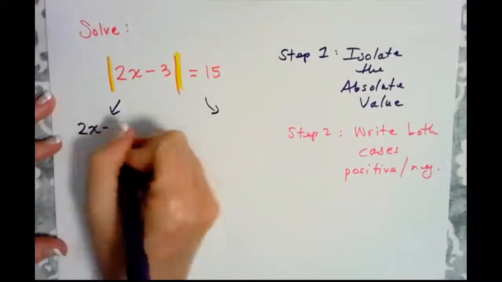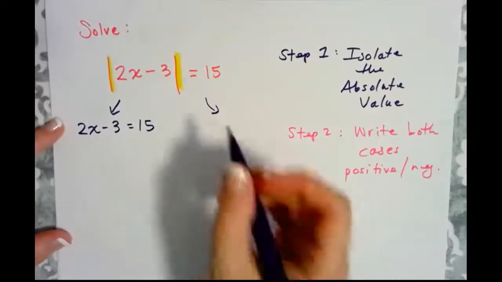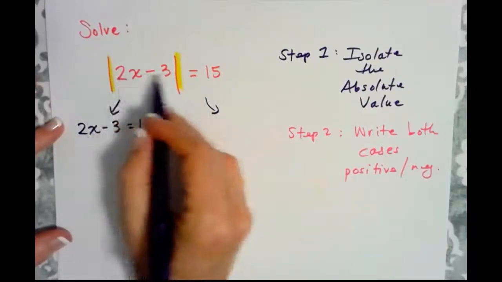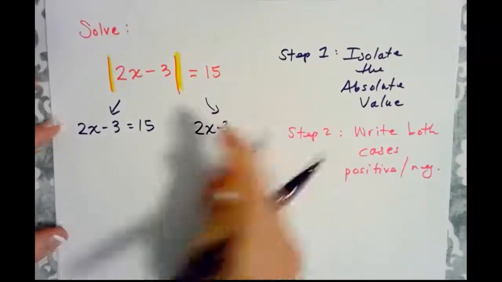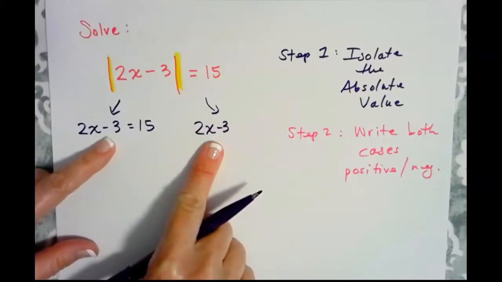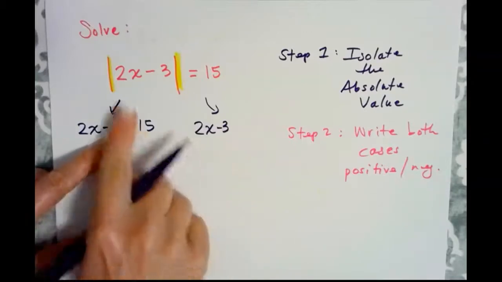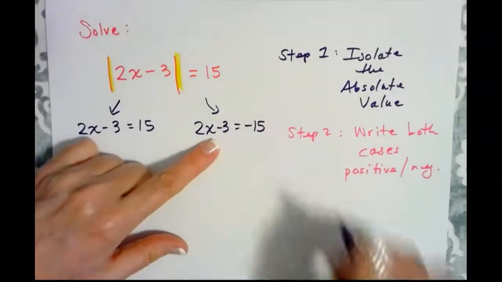So 2x minus 3 equals 15, positive. This is the positive case. Remember, whatever's inside the absolute value bars, we're bringing it out. So 2x minus 3. Notice the 2x minus 3 does not change. It stays the same. But this is the positive case, and this is the negative case.